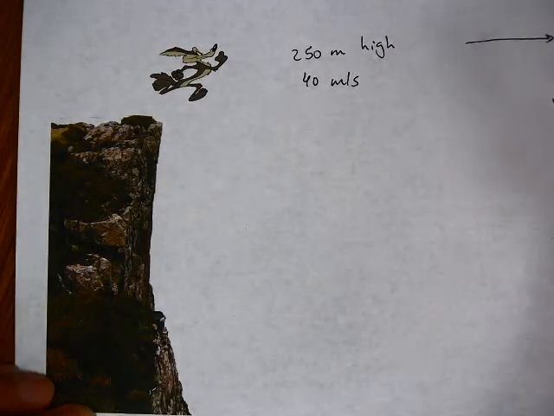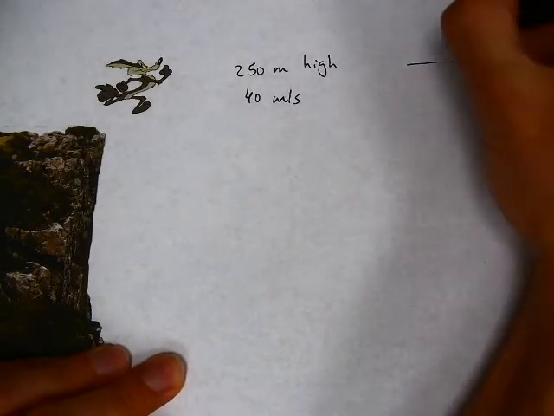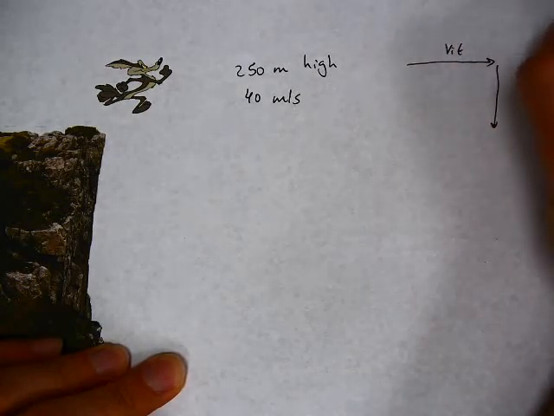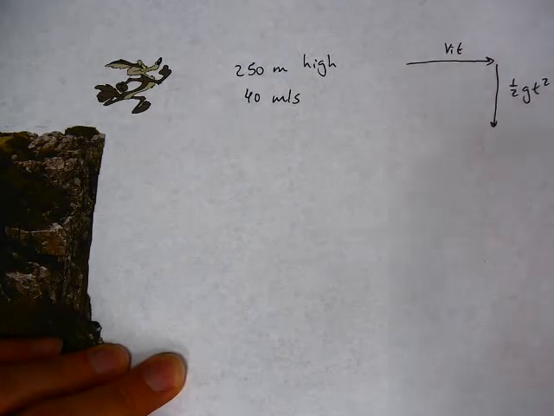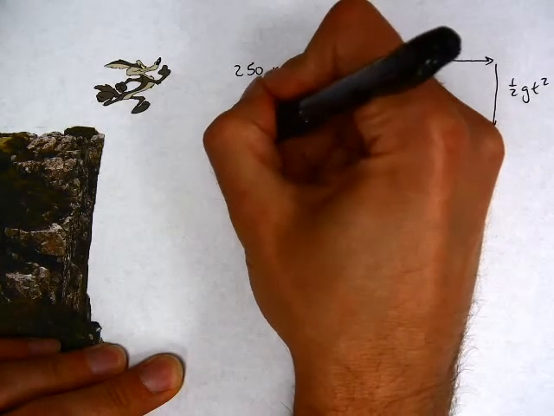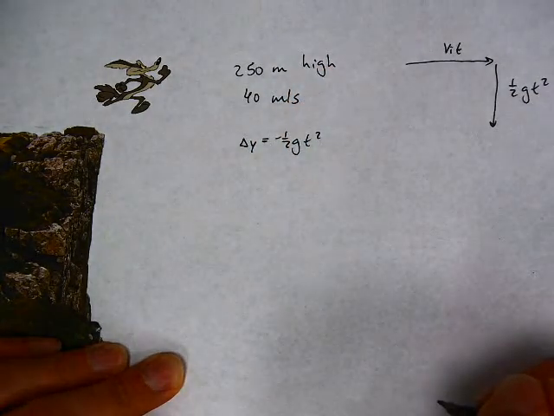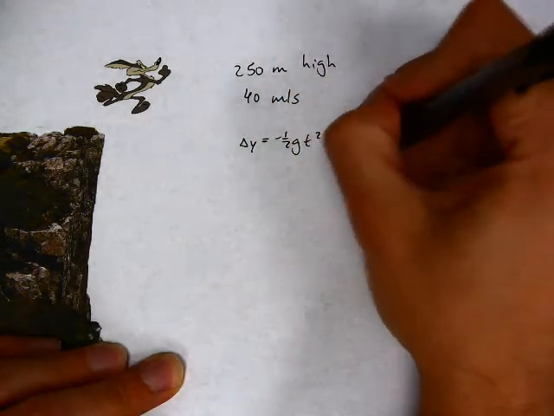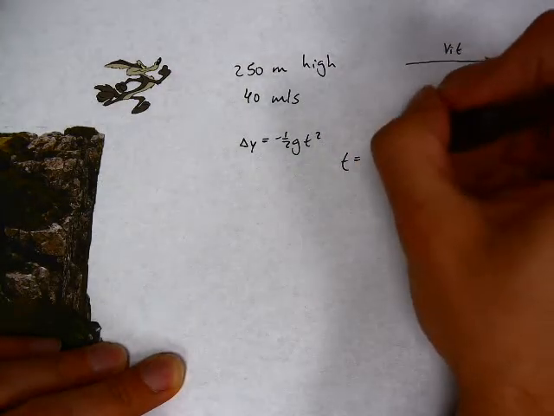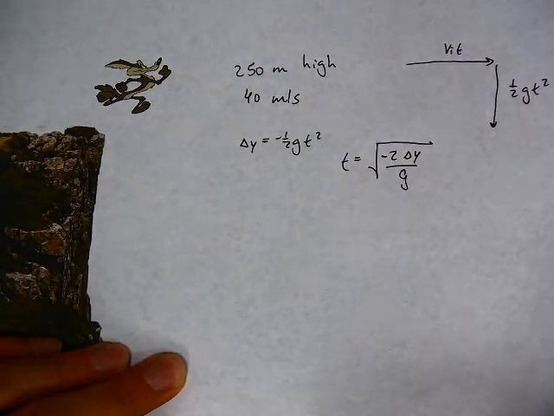If we think back to this diagram right here, this is a nice place to start, as long as you remember that the rightward distance is VIT and the downward distance is 1/2 GT squared. That is, delta y is negative 1/2 GT squared, and as you recall, the time it takes to hit the ground, determined solely by the vertical motion, is the square root of negative 2 delta y over g.